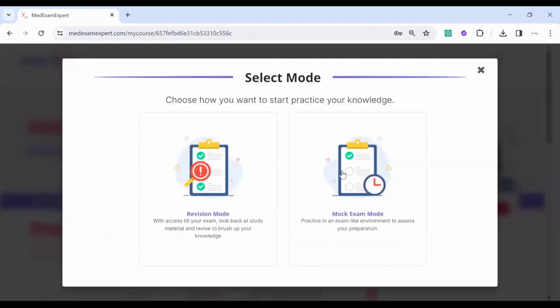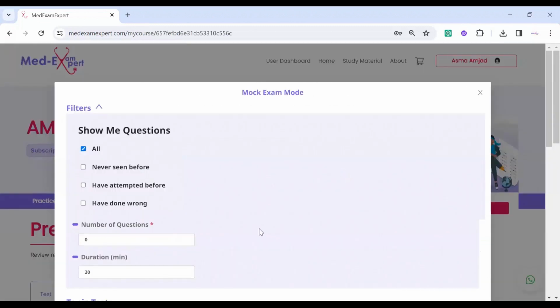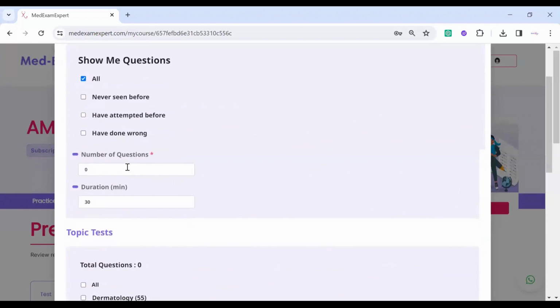For example, if I click on mock exam mode, what it is, you're going to decide how many questions you need to attempt. For example, I can decide 150 questions. Okay, you can also decide the duration of the test as well. So this is all up to you. You can decide your own options. You can create your own test.